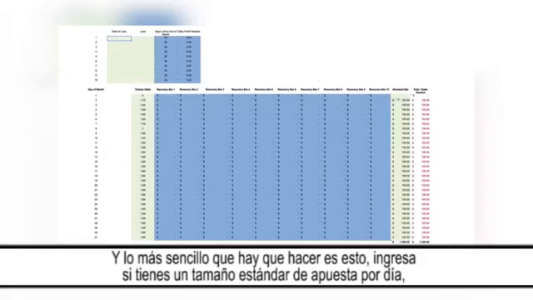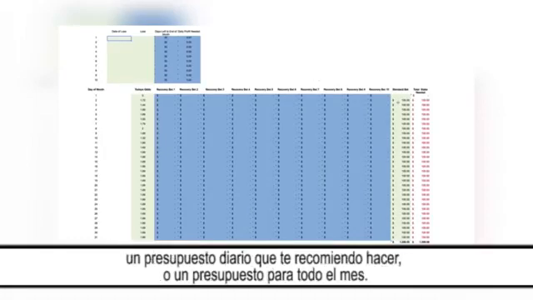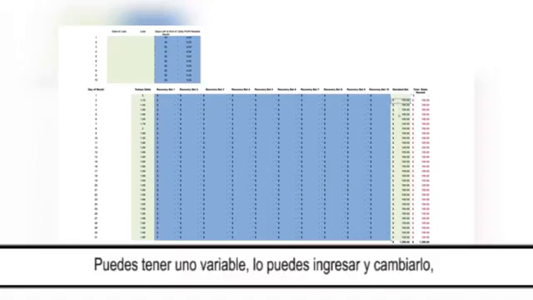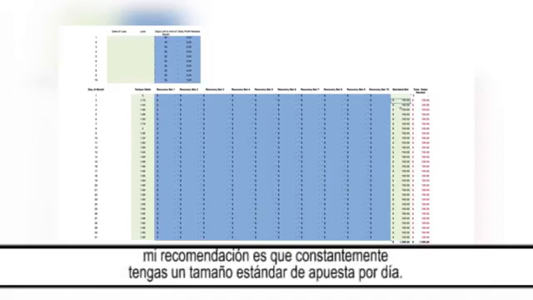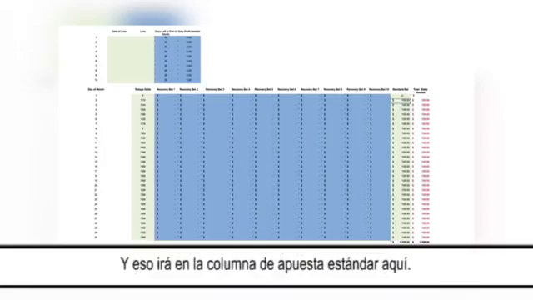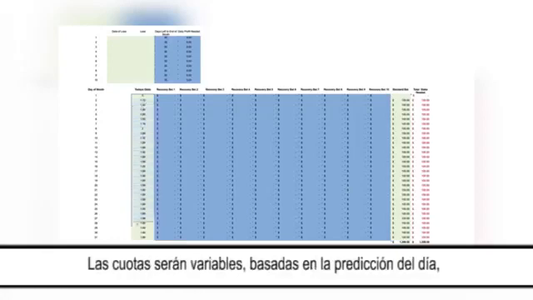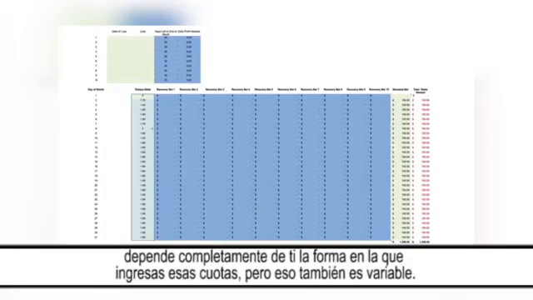If you have a standard bet size per day, your standard budget, and I recommend that you do, enter the budget throughout the whole month. You can have it variable, you can change it, chop and change it. My recommendation is to consistently have your standard budget per day, and that goes into the standard bet column here. The odds will be variable based on the odds of the day, of that pick of the day, or the average odds of the day. It's entirely up to you how you enter those odds, but that's also variable.